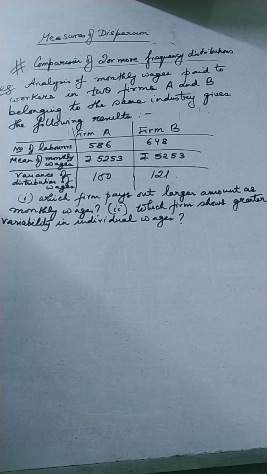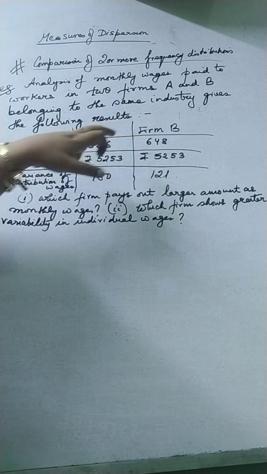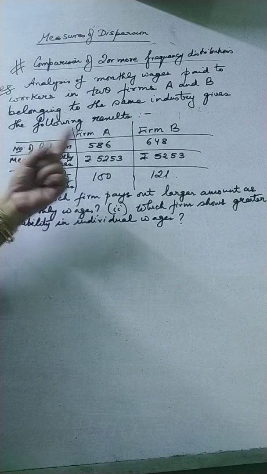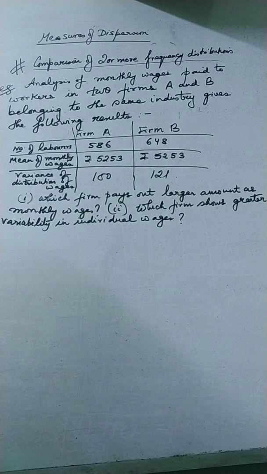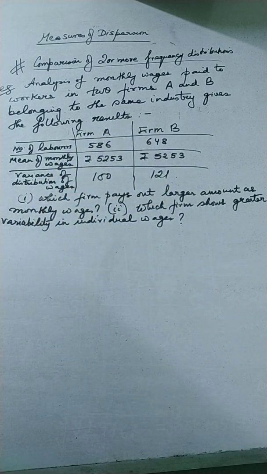There are two firms of the same industry, and in the two firms, these are the results that are given. Okay, number of laborers in the first firm, two establishments, establishment A and establishment B. The first firm has number of laborers 586, and firm B has 648 laborers. For firm A, mean of monthly wages. Okay, this is mean of the monthly wages. It is rupees 5,253, and for firm B, mean of the monthly wages is still the same, 5,253.